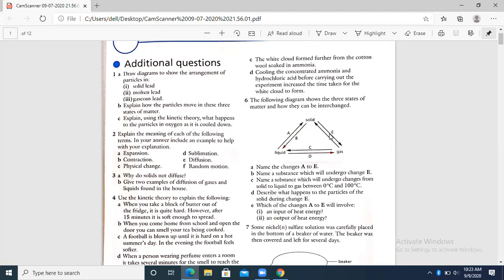Carbon dioxide, yes. Dry ice changes to carbon dioxide. Okay, good. Iodine is there too. Iodine solid we can change to iodine gas. And I have given another example in your freezer: ice directly changes into vapor. So these are the examples of sublimation. Next question.